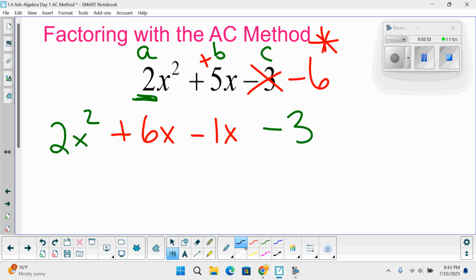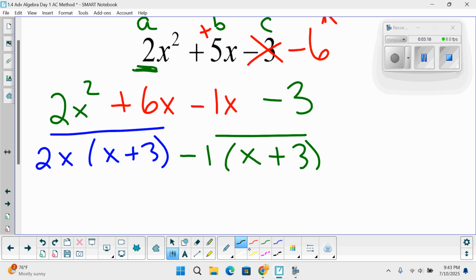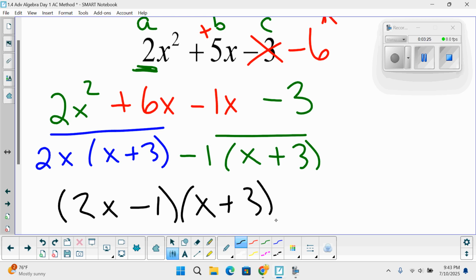But now here's where we're going to do our grouping. Let's create a blue group and a green group again. In my blue group, I'm going to do the grouping method of factoring. I'm going to pull out my common monomial of 2x, leaving me with x plus 3. Now, the key here in this second green group is to pull out a common monomial of -1, so I can also be left with that x plus 3. I need my groups to match, or my magic trick just won't work. So abracadabra group. The 2x and -1 make a brand new group, and the x plus 3s make a group.